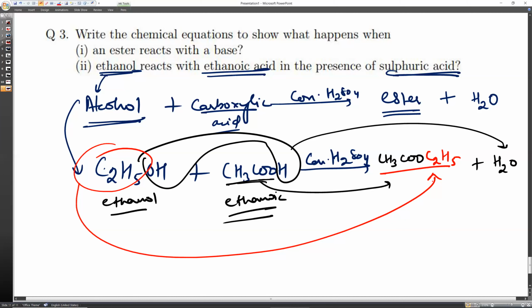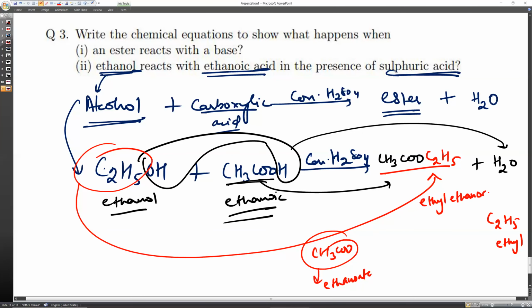This is the name of the ester, and the name of this ester is ethyl ethanoate. Why ethyl? Because the name of C2H5 is ethyl. And this CH3COO is ethanoate. So the name of this will be ethyl ethanoate. Note it down. Ethyl ethanoate will be formed as an ester. Note it down, please.